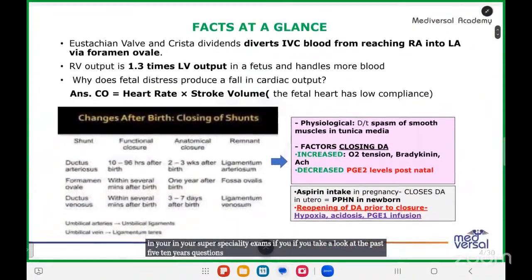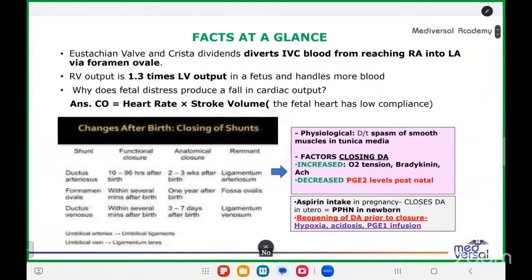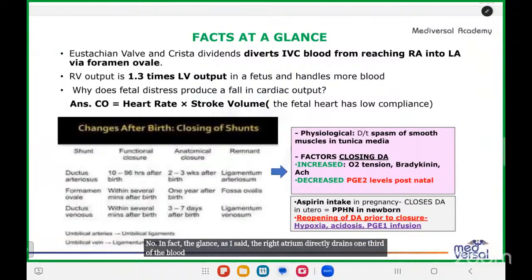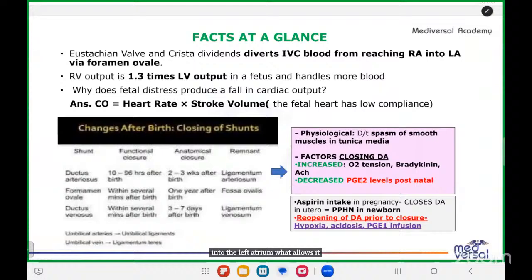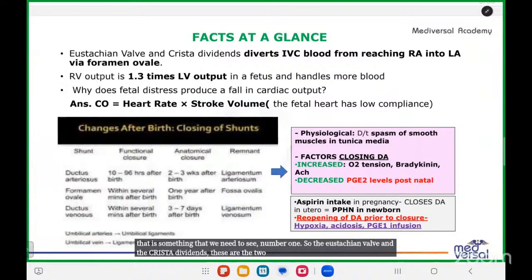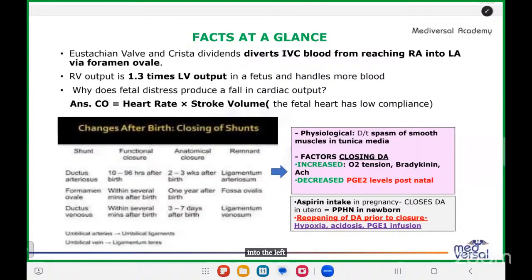Now, few facts at a glance. As I said, the right atrium directly drains 1/3 of the blood into the left atrium. What allows it? That is something that we need to see, number one. So the eustachian valve and the crista dividens, these are the two structures which will directly divert the blood coming from the IVC into the left atrium via the foramen ovale, correct?